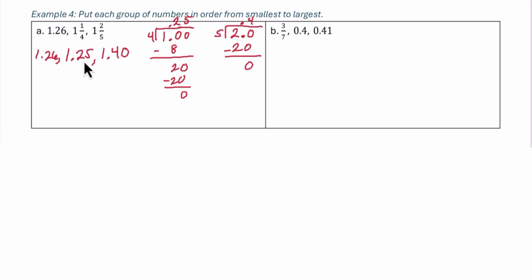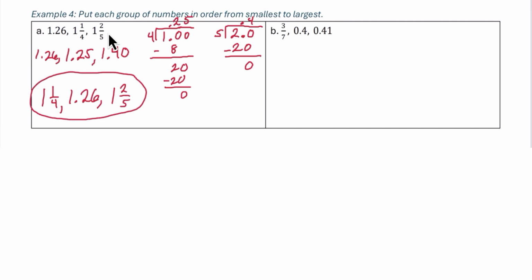25 is the smallest, so that means rewriting the original numbers, 1 and 1/4 is the smallest. After 25 comes 26. So we have 1 and 26 hundredths. And then finally the 1 and 4/10, which is 1 and 2/5. They are now in order from smallest to largest.